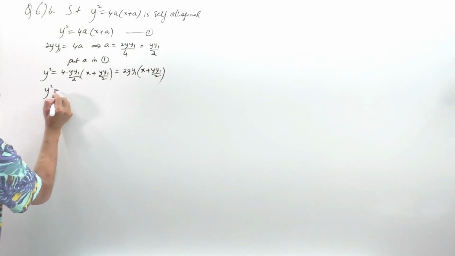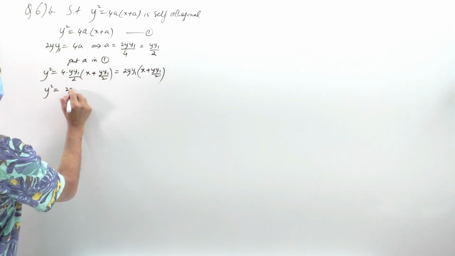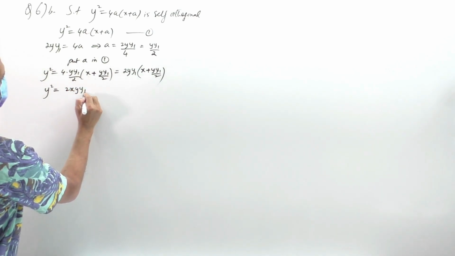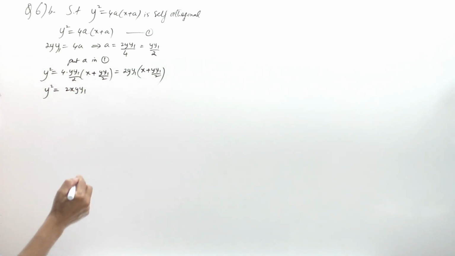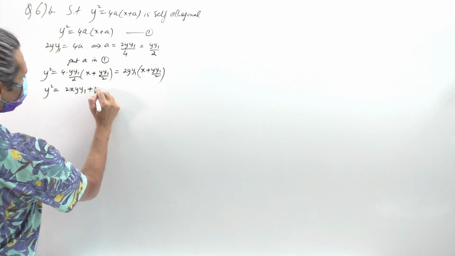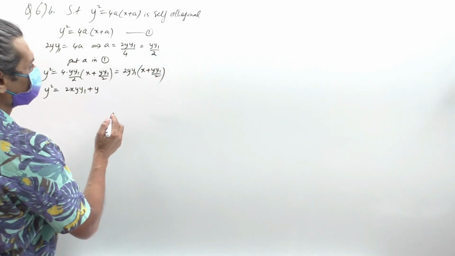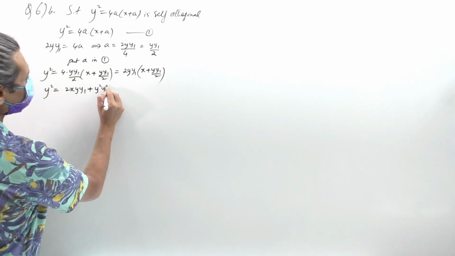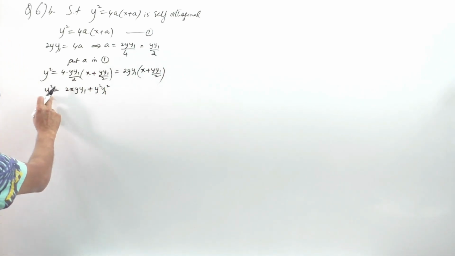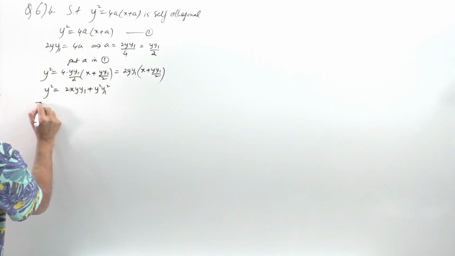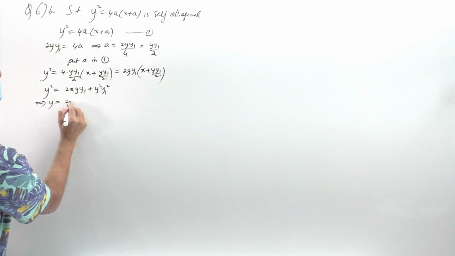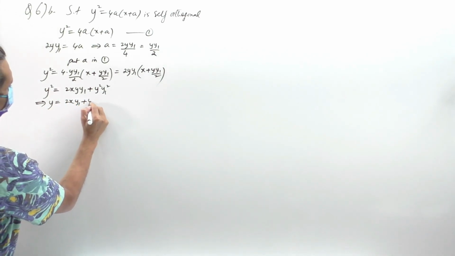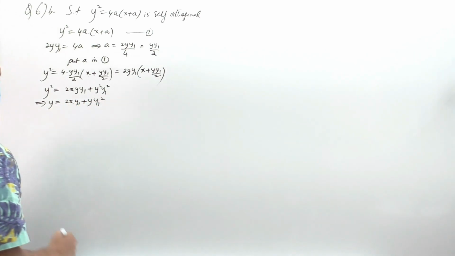So y square is equal to 2x y1 plus, 2 cancels, it will be y square into y1 square, fine. Now see, I can remove y from both sides, that implies y is equal to 2x y1 plus y into y1 square. This is what we have now, okay.